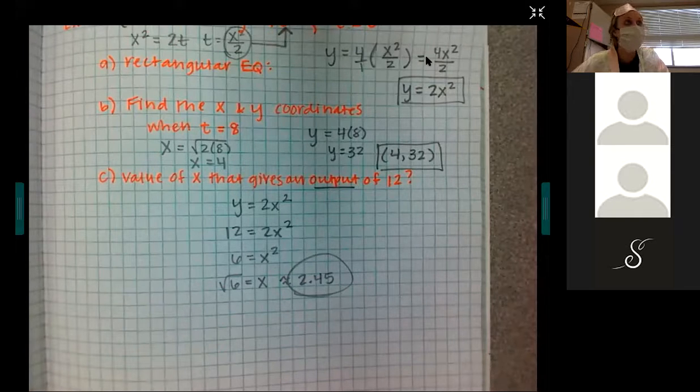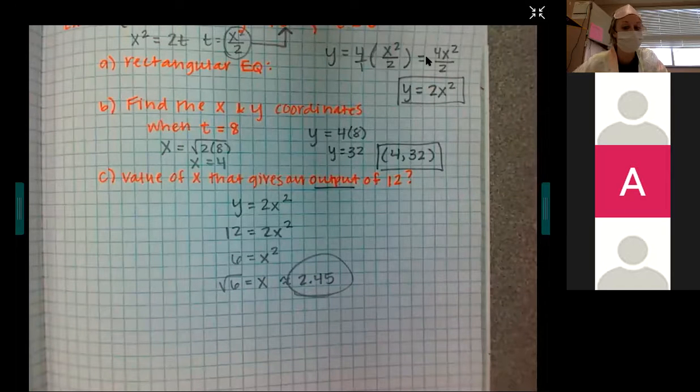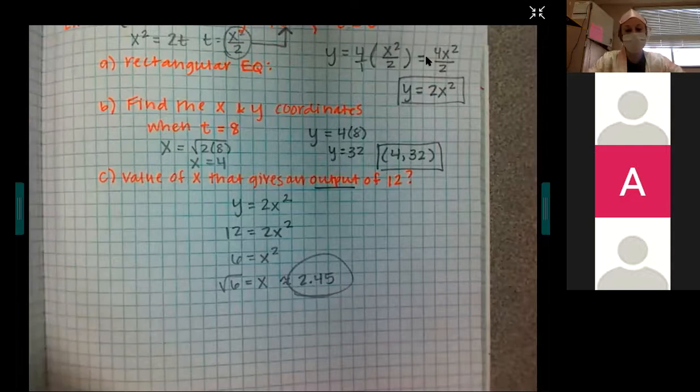Do we have any questions on parametric equations? I feel like it should be like a blast from the past. Should feel like you're in math one. I have a question. Okay. Why can't it be negative square root of 6?